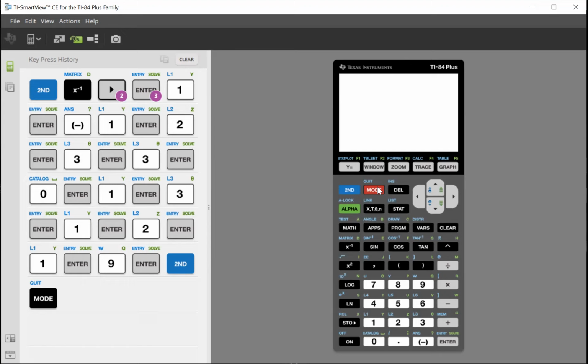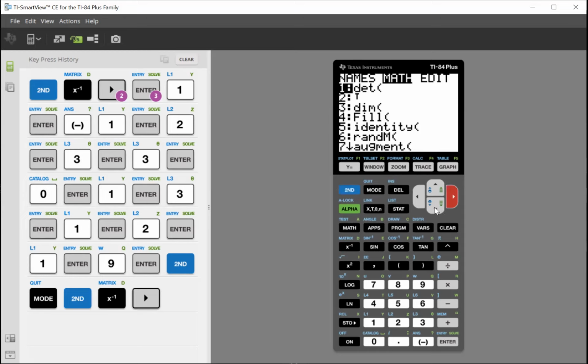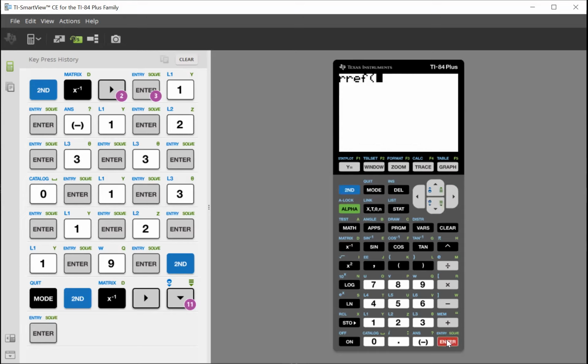But y'all, now that calculator knows what our matrix is. So now remember, we want to do the math stuff to it. So we're going to go to the matrix again by hitting second, x negative 1. But this time we want to arrow to the second column that says math. Y'all remember what I want down here? RREF. Exactly. You want RREF. Once you get that RREF highlighted, hit enter.